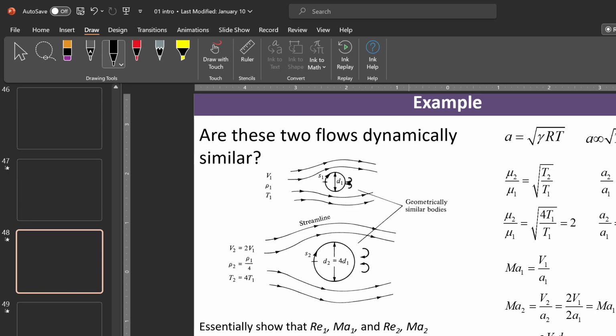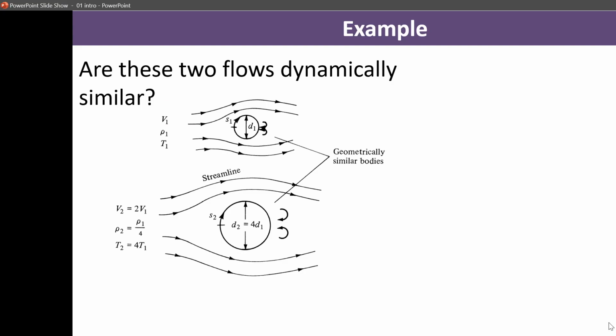We can do the same analysis for the Mach number. It will be somewhat easier with the Mach number because we only have two variables there. Just have to be mindful of the fact that the speed of sound is calculated with this equation, the square root of gamma R T. And this is an equation we did talk about in the previous lecture. Okay, so for this flow, we have proven that these two are dynamically similar.